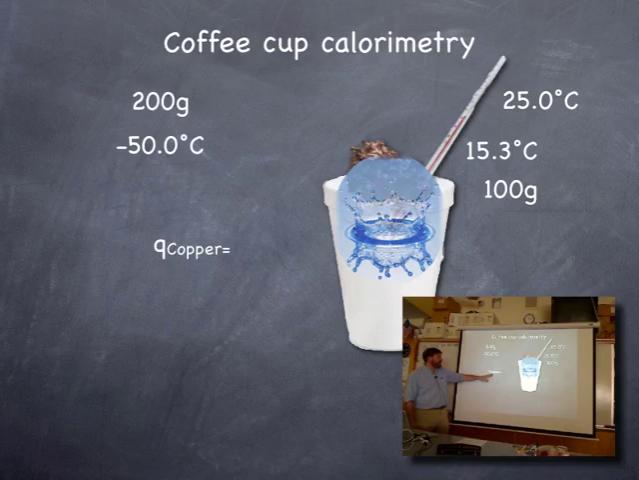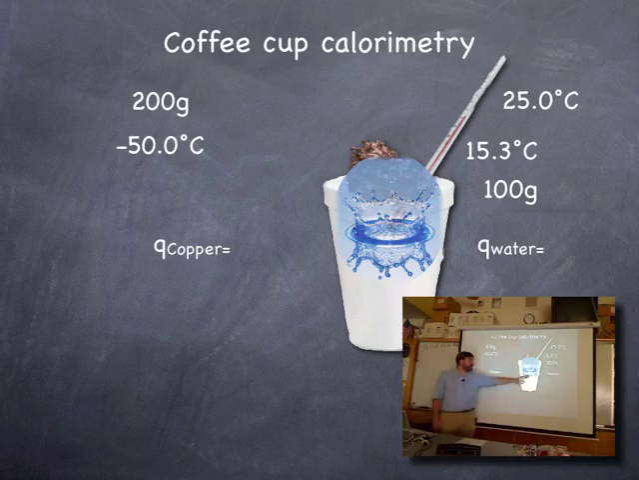So the energy of the copper has to be equal to the energy of the water. But we need to think carefully here, because remember we said the signs tell us which way the energy is going. So they can't both have the same sign. Which one gained energy? The sign for the copper is going to come out positive, and the sign for the water should come out negative. Okay? So here's what we want to do.